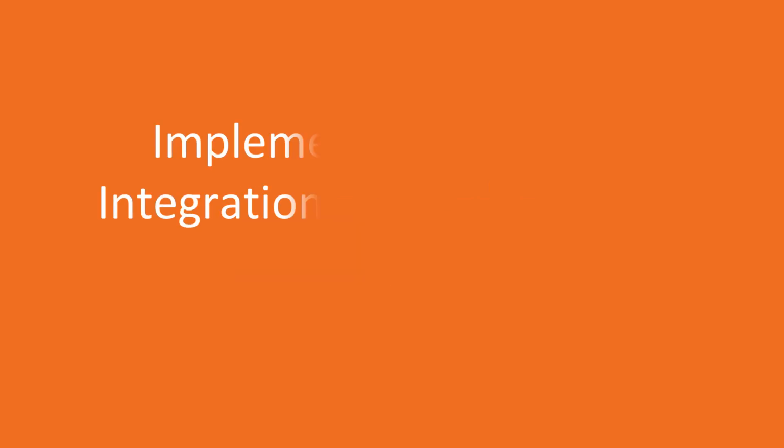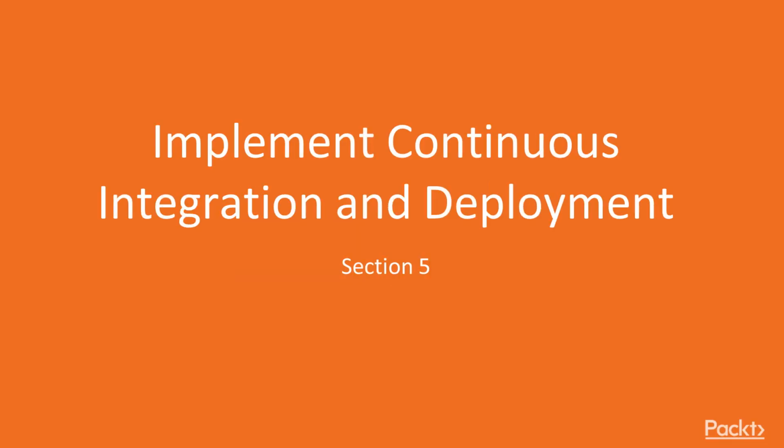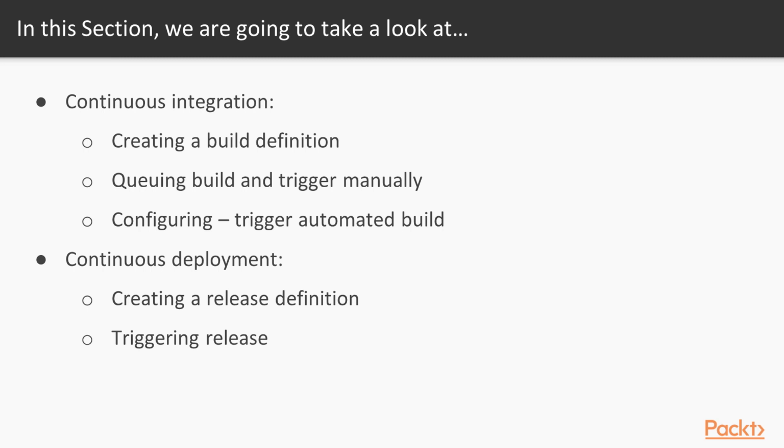Hello viewers, welcome to the next section of the course, Implement Continuous Integration and Deployment. In this section, we will implement continuous integration by creating a build definition, queuing the build and triggering it manually, and lastly, triggering the automated build. Post that, we will implement continuous deployment by creating a release definition and triggering the release.